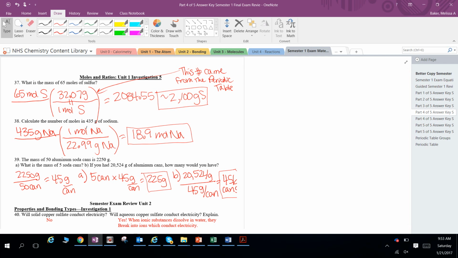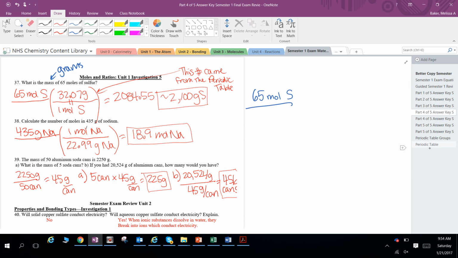All right, let's talk about how to use dimensional analysis in order to figure out these conversions between grams and moles. So for number 37, what's the mass of 65 moles of sulfur? You always start by just writing what you've got, 65 moles of sulfur. If it's asking for mass, that means it wants grams. So how do you figure this out?